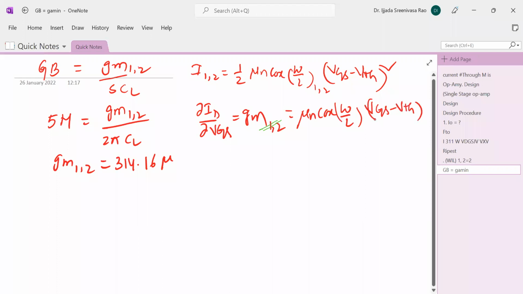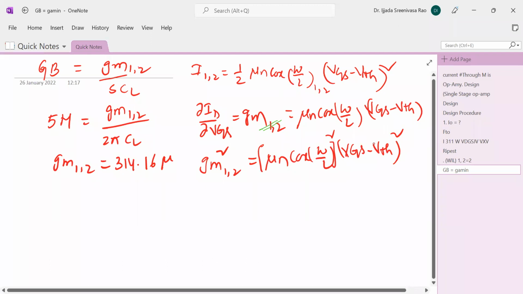This is okay. Squaring both sides, then gm1,2 square is equal to (μn COX W by L) whole square into (VGS minus VTH) whole square.